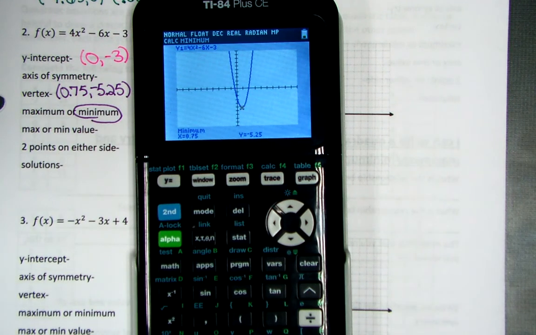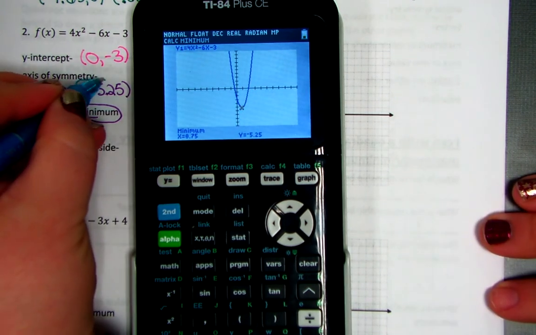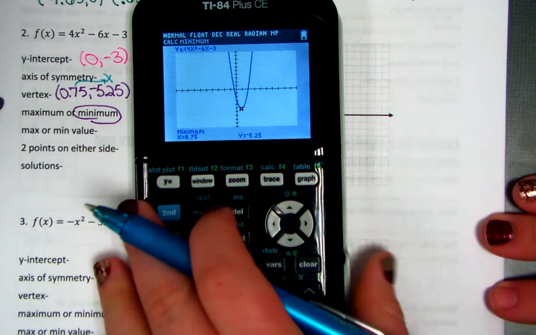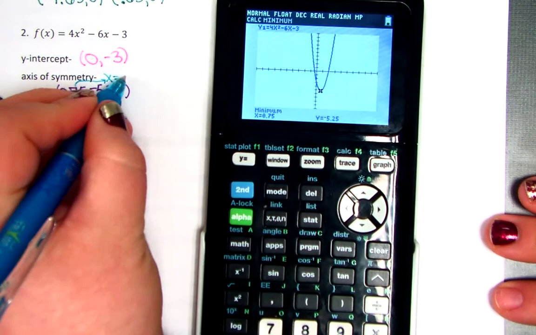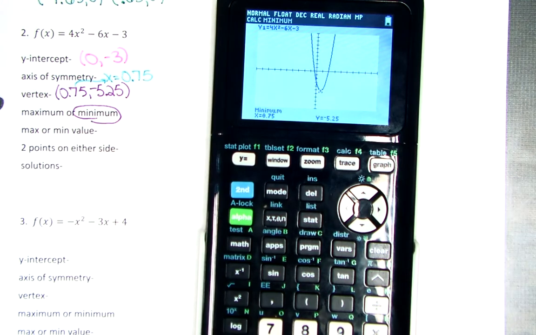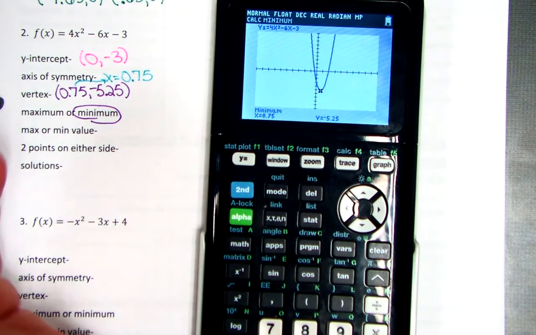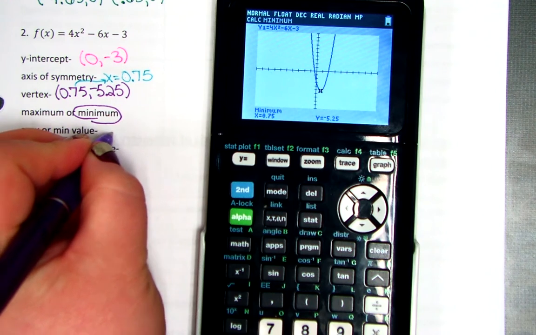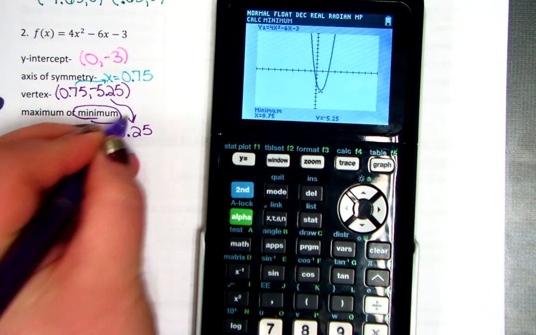Now that vertex is important because it tells me 2 more pieces. It tells me my axis of symmetry. That comes from the x value. And we always write our axis of symmetry as x equals. And then it also tells me what my minimum or maximum value is, which is negative 5.25 from the y value of your vertex.